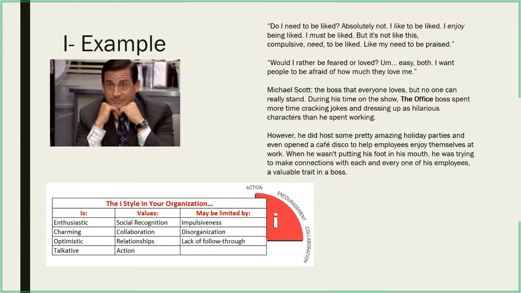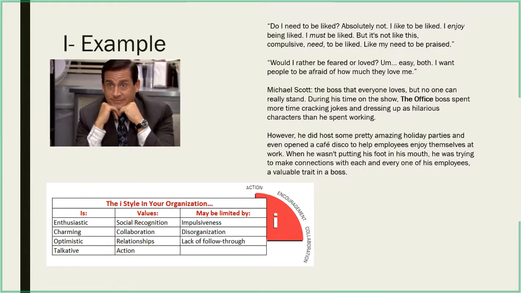And so I's may be limited by their impulsiveness, and sometimes disorganization too, because again, they are more on the people-oriented side versus the task-oriented side. So people aren't always the most organized, and that's just something that an I has to know. But again, we all have a little bit of each style in us, so we may not have the disorganization side or the overly talkative side of the I. So everyone's a little bit different, but Michael Scott is a fantastic example of an I.